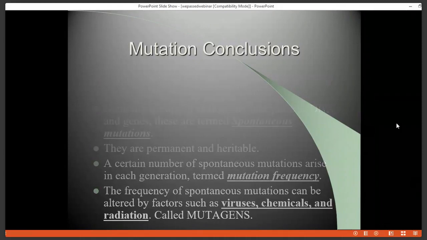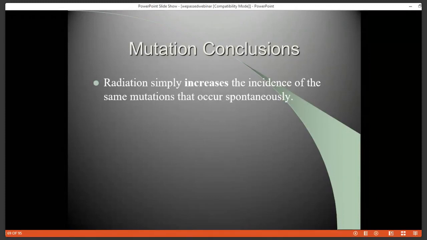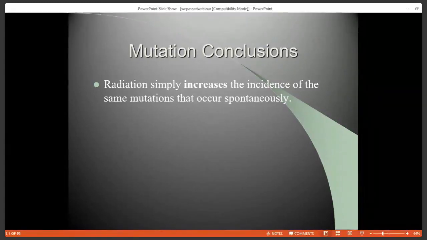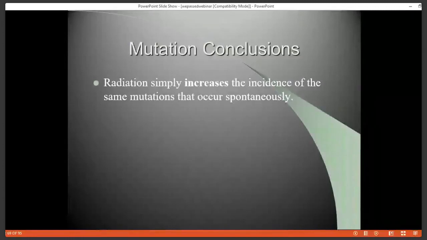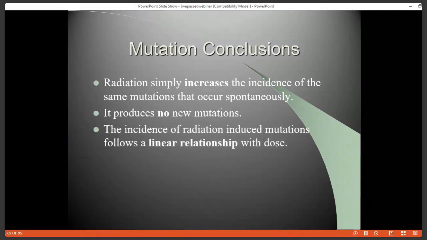What does radiation do here? Well, radiation simply increases the incidence of the same types of mutations that occur spontaneously. So in a population that sees larger amounts of radiation, such as in the West, where diagnostic imaging is very large and radiation therapy is used extensively, populations would see an increase in the amount of spontaneous mutations compared to populations that don't use as much radiation. So we really just increase the incidence of the same types of mutations that occur spontaneously. It doesn't produce any new or unique mutations. So we can't look back on a change and say that it was definitively caused by a prior radiation exposure, because there's nothing unique about the mutation. We just increase the normal incidence, right? And that incidence of radiation-induced mutations seems to follow a linear relationship with dose.